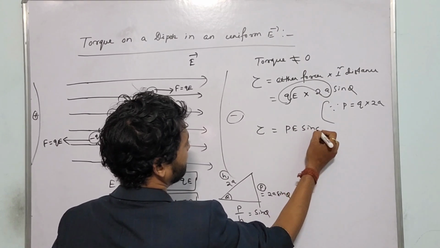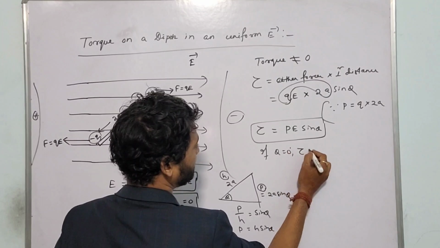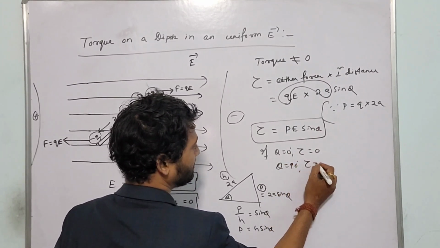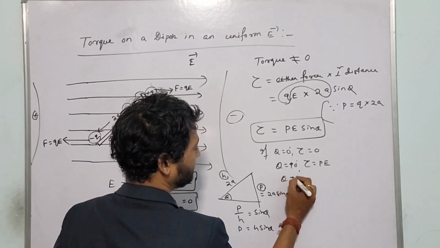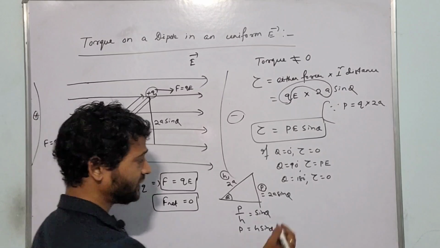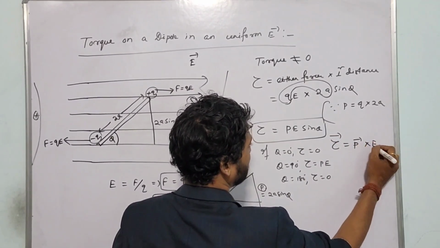pE sin theta. Now if theta is 0, then torque is how much? 0, because sin 0 is 0. If theta is 90 degrees, torque will be maximum, which is pE. If theta is 180 degrees, torque will be again 0. So vectorially we can also write tau is equal to p cross E.